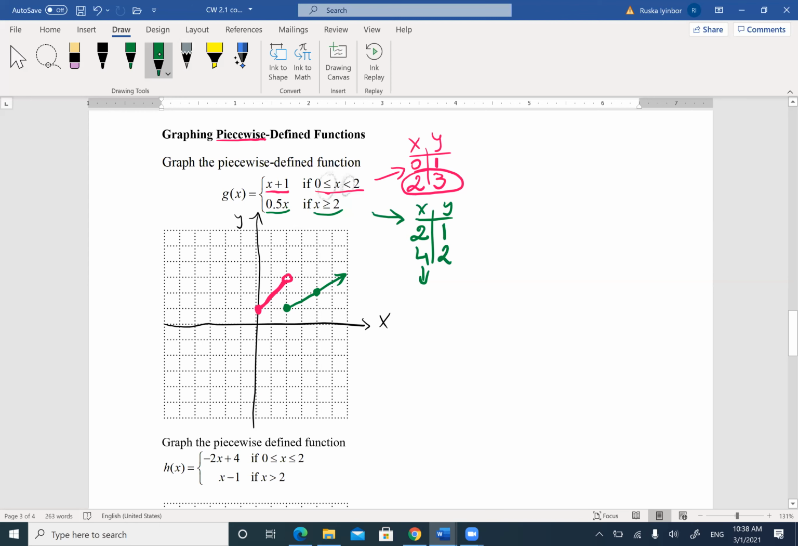The domain of this function is from 0 to infinity, because there is no graph below 0. They don't ask you here, but if they ask you to find the domain, it is going to be from 0, including 0, to infinity. So that's how you graph it. Any questions?